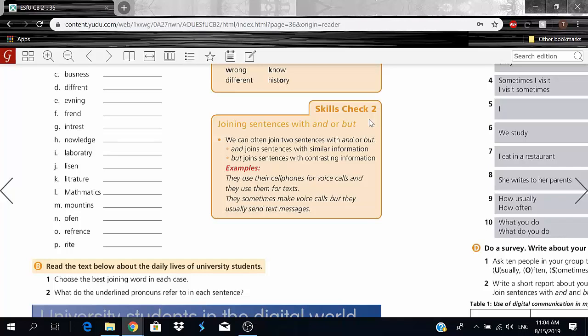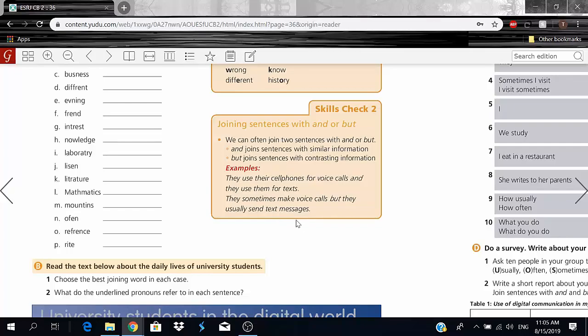So let's actually hop into an example here before you guys lose me, or before I lose you guys. They use their cell phones for voice calls, and they use them for texts. Okay, so similar information. Not the same, but similar information. Now let's use but. They sometimes make voice calls, but they usually send text messages. Okay? So when I'm talking about a little bit of difference, I'm going to use but. Okay? Pretty simple stuff so far.